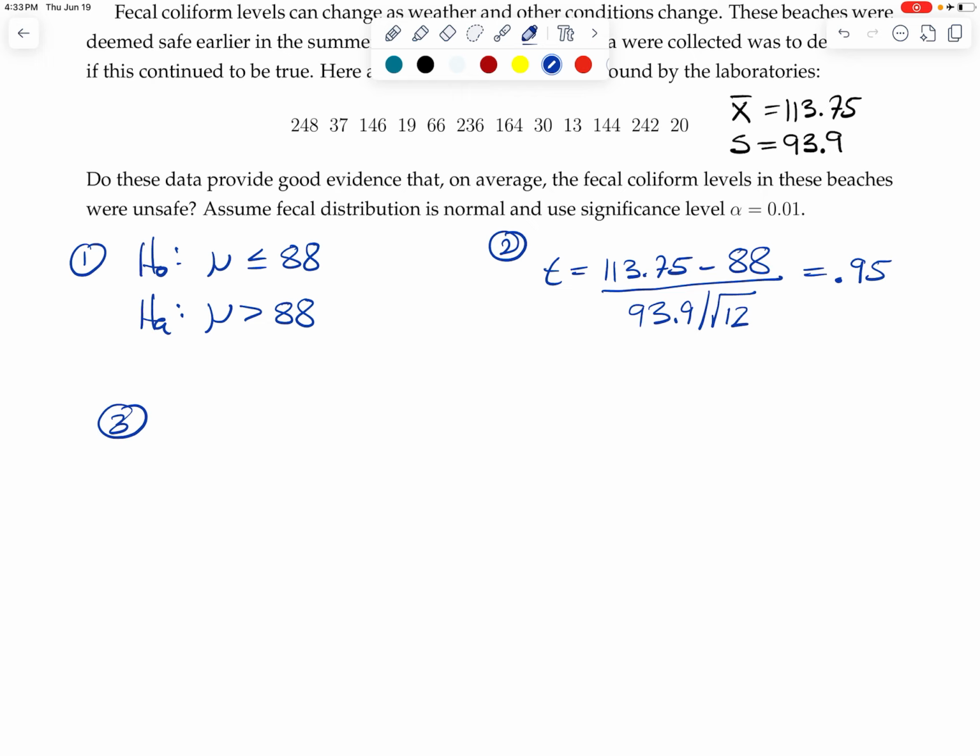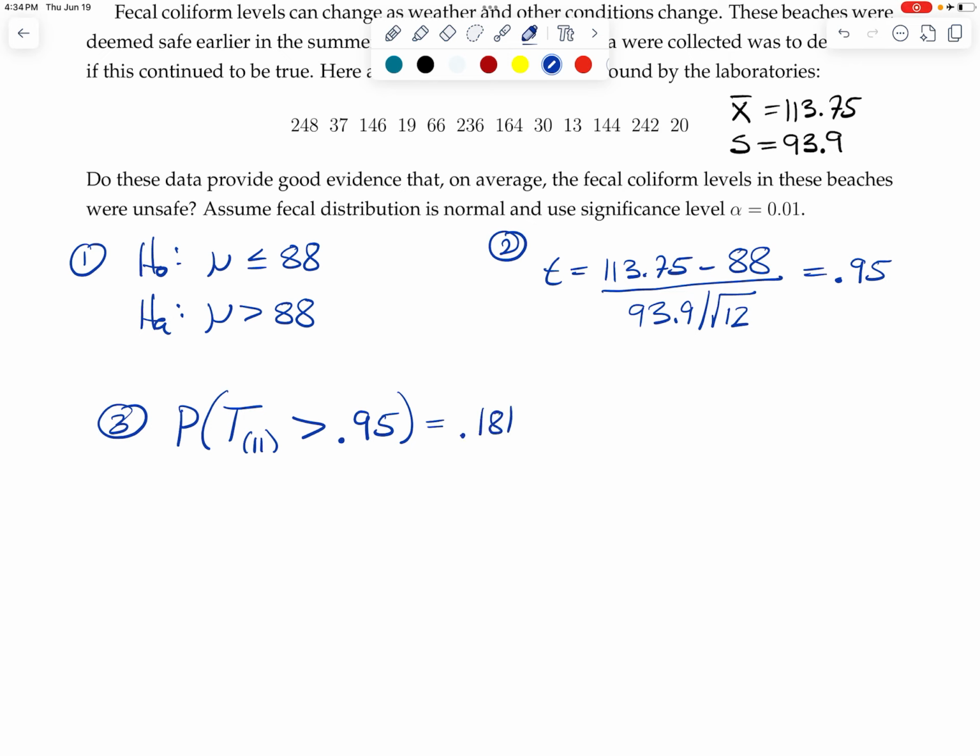I'll leave the app to you, but you want to compute the probability that the t-distribution with 11 degrees of freedom is greater than 0.95. Make sure that you see the connection here, how I'm getting that direction. When you plug this into the app, you should get out 0.181.